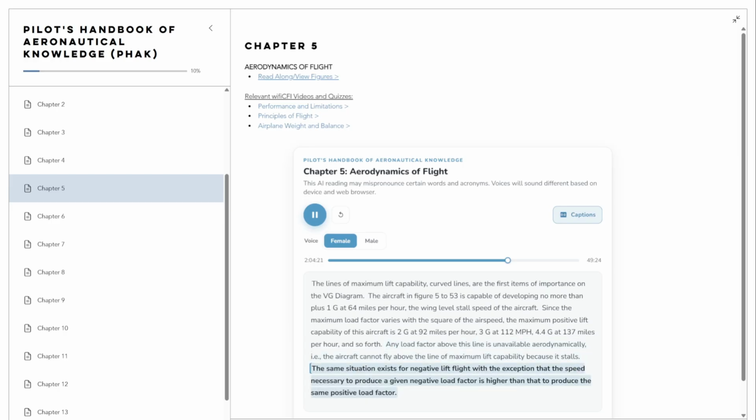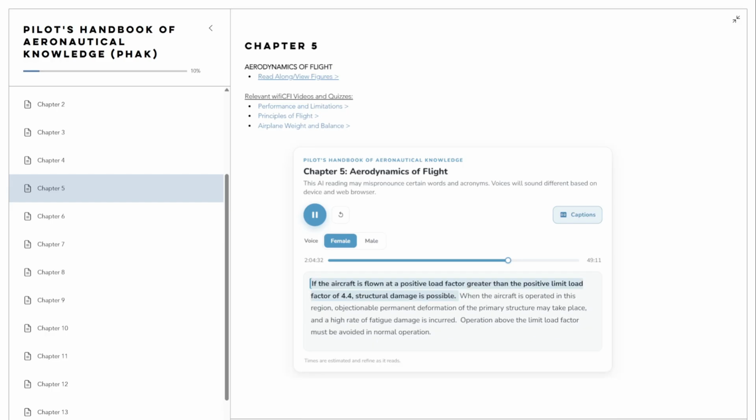The same situation exists for negative lift flight, with the exception that the speed necessary to produce a given negative load factor is higher than that to produce the same positive load factor. If the aircraft is flown at a positive load factor greater than the positive limit load factor of 4.4, structural damage is possible. When the aircraft is operated in this region, objectionable permanent deformation of the primary structure may take place, and a high rate of fatigue damage is incurred. Operation above the limit load factor must be avoided in normal operation.